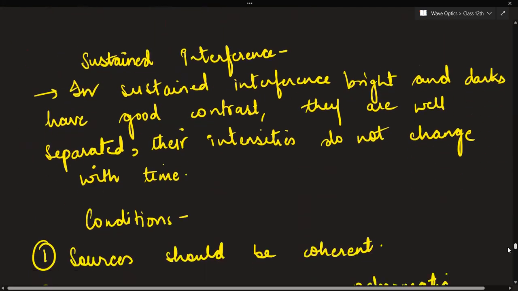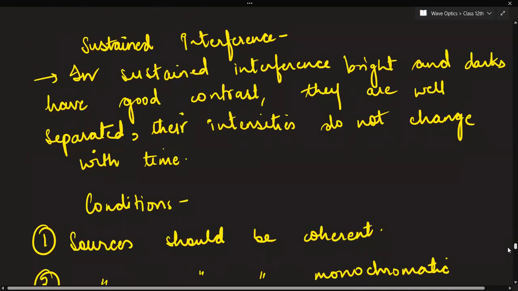All right, this is a small topic, sustained interference. This is just a theory topic. If it comes, you have to write the definition with these conditions. Sustained interference basically means what, class? Bright and dark fringes are present together, but their intensity does not decrease. I'll show you the intensity distribution curve also. When their intensities do not change with time, and all the bright and dark fringes have a good contrast with each other, meaning you are clearly able to differentiate between the bright fringes and the dark fringes, that interference we specify by the term sustained interference.